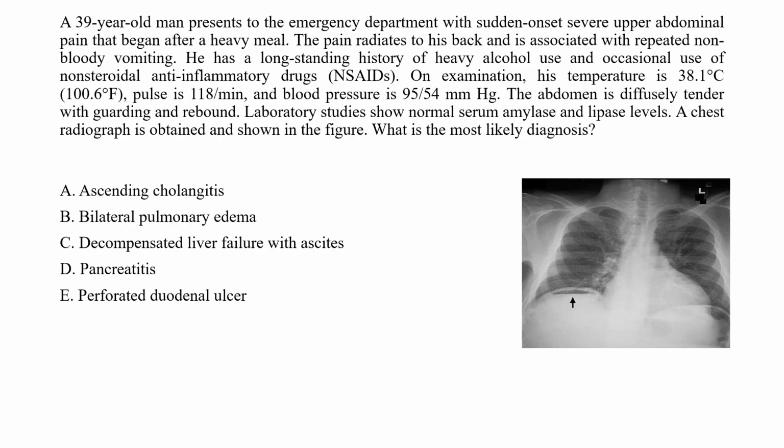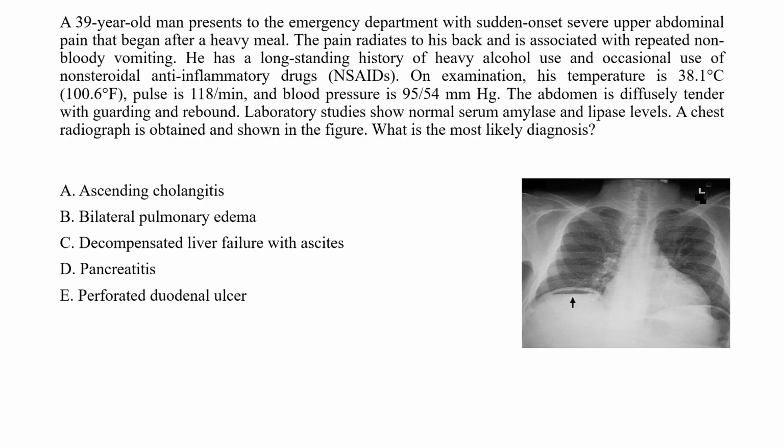A 39-year-old man presents to the emergency department with sudden onset severe upper abdominal pain that began after a heavy meal. The pain radiates to his back and is associated with repeated non-bloody vomiting. He has a long-standing history of heavy alcohol use and occasional use of NSAIDs.